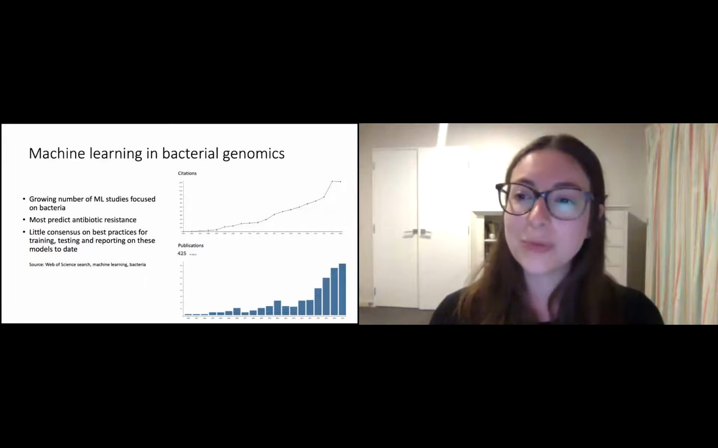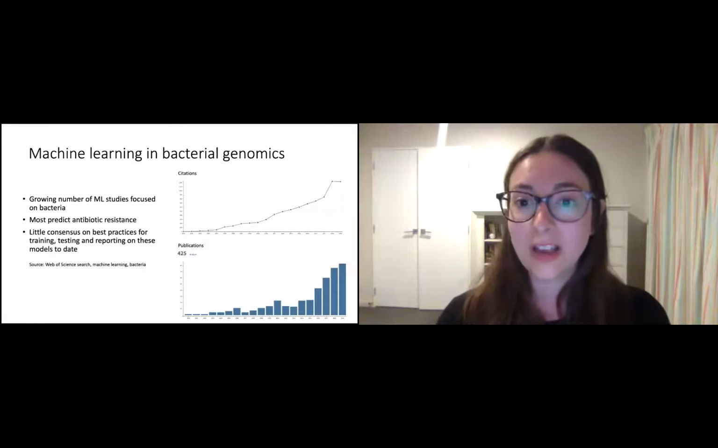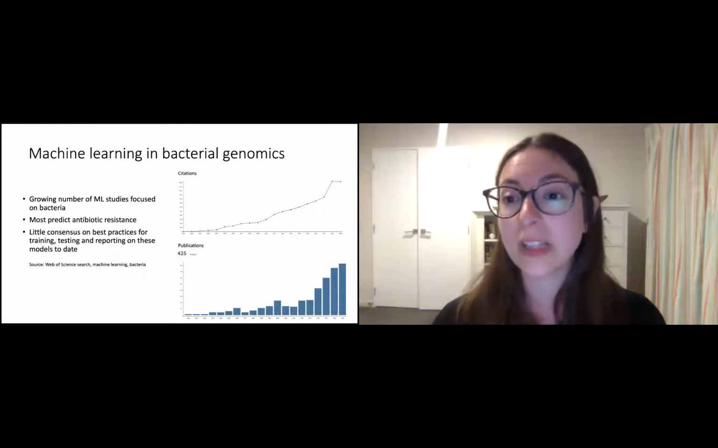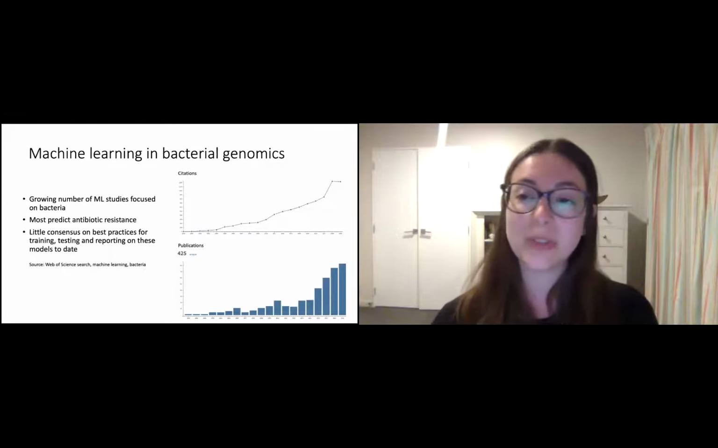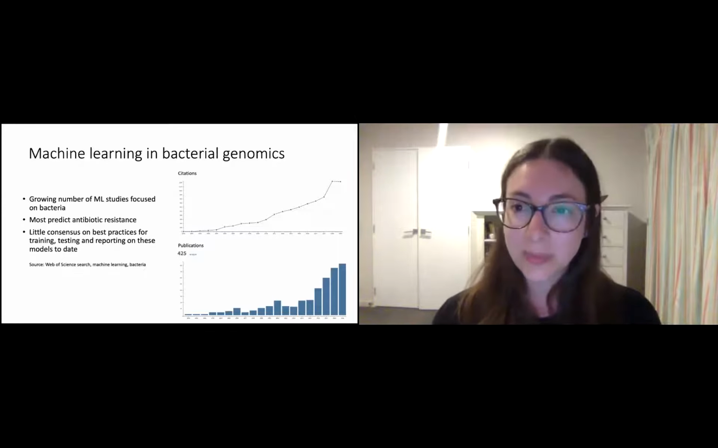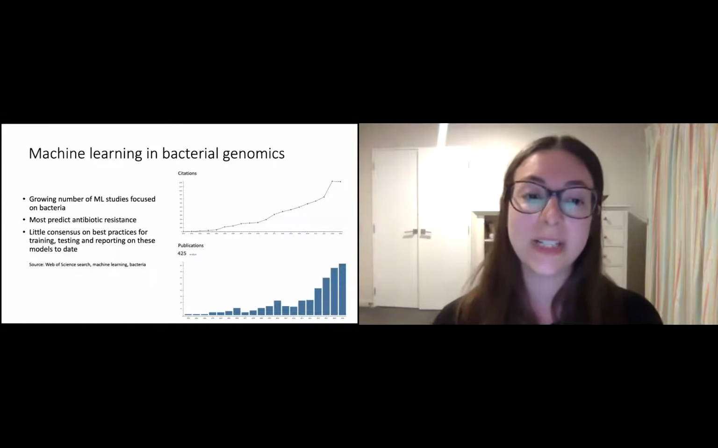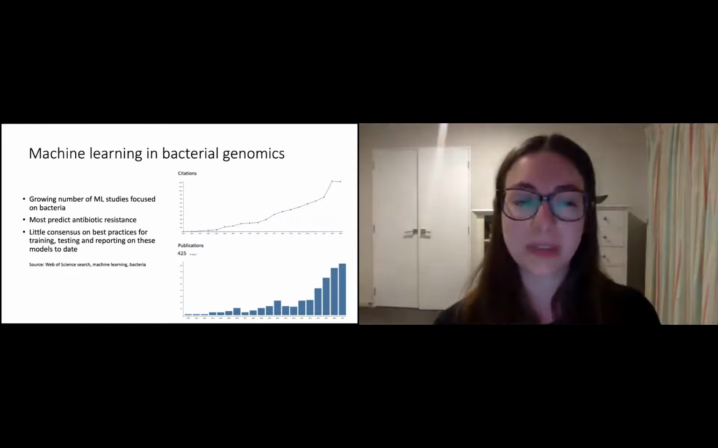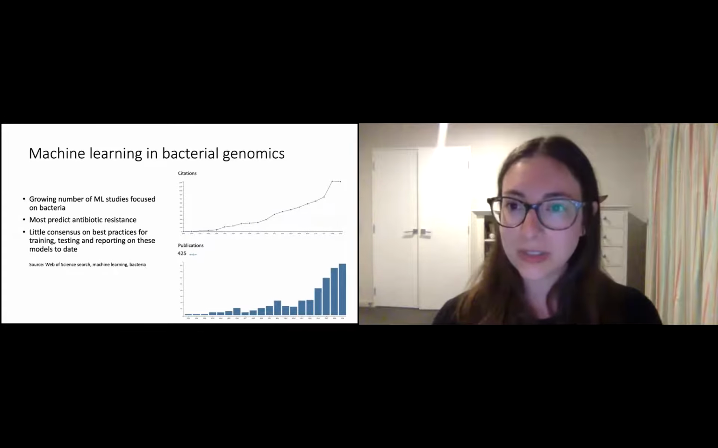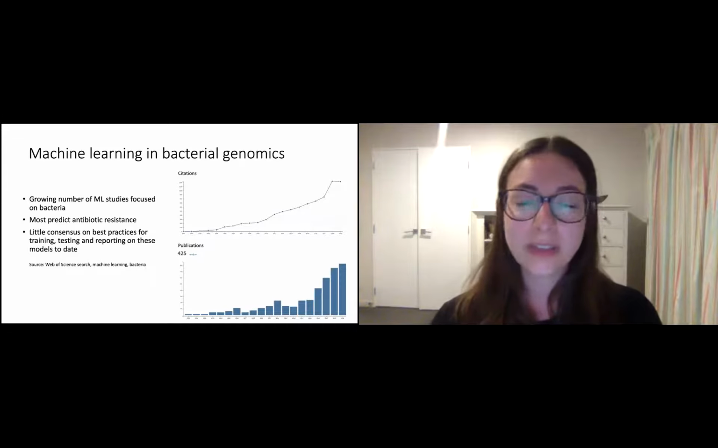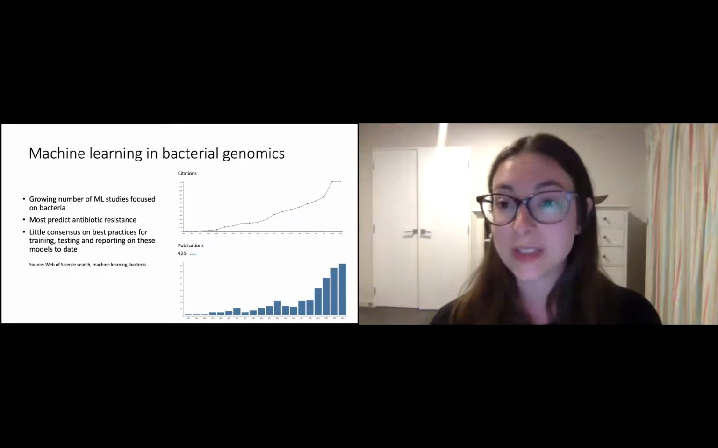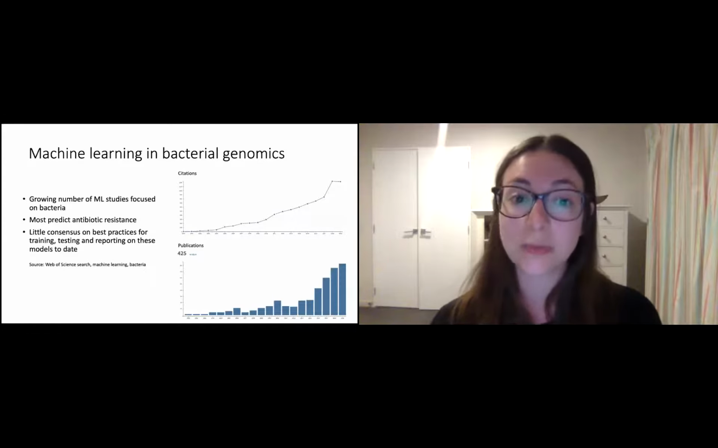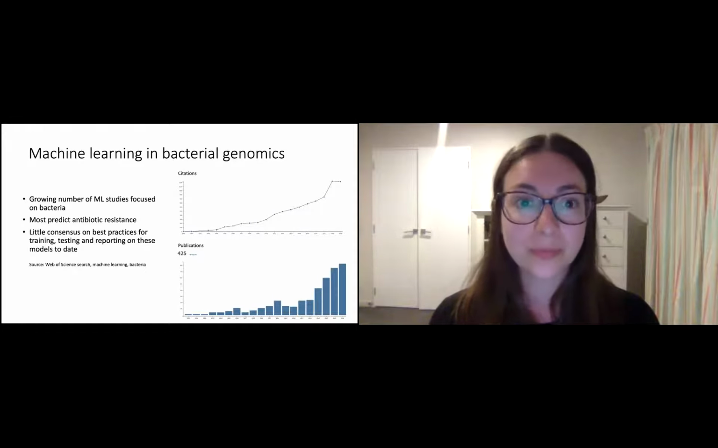So the general field of machine learning and bacterial genomics, which I'll be talking about today, has really seen a big uptick in interest over the last couple of years in terms of the number of papers and citations. Most of these papers are around predicting antibiotic resistance, because it's a really important trait, and it tends to have a relatively simple genetic basis compared to other things we might be interested in. But because interest is relatively new in this area, there's still very little consensus on the best practices for training and testing and reporting on these types of algorithms.